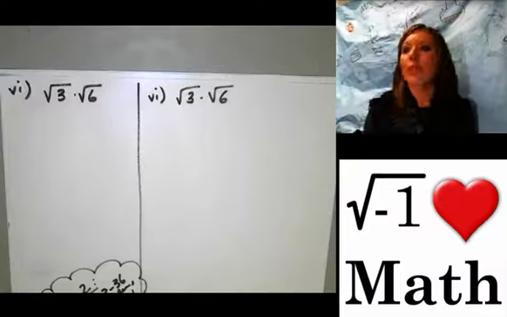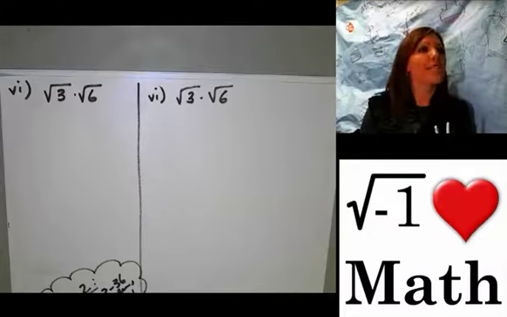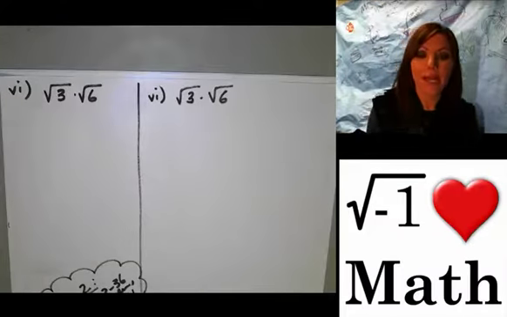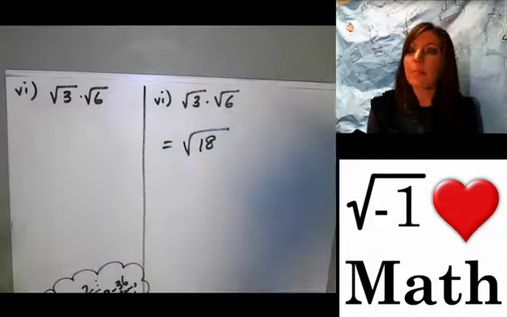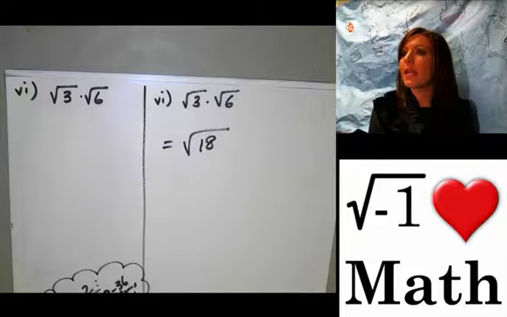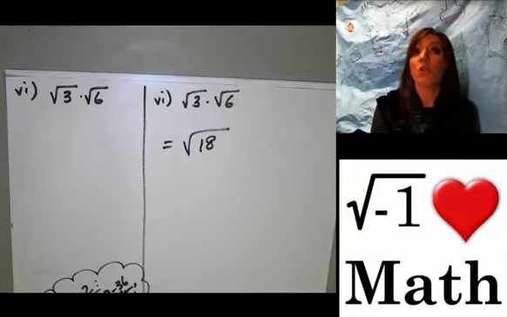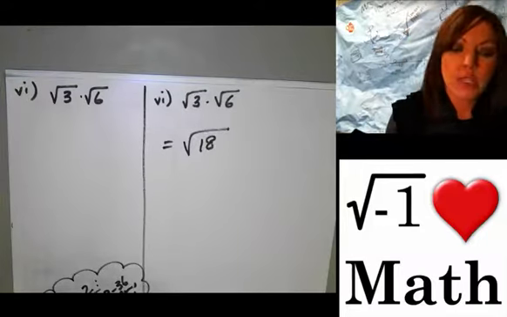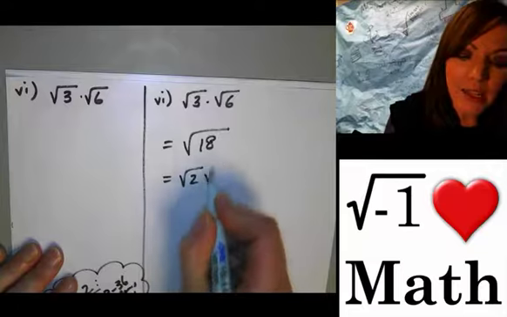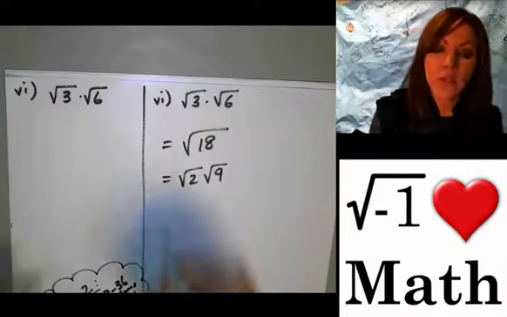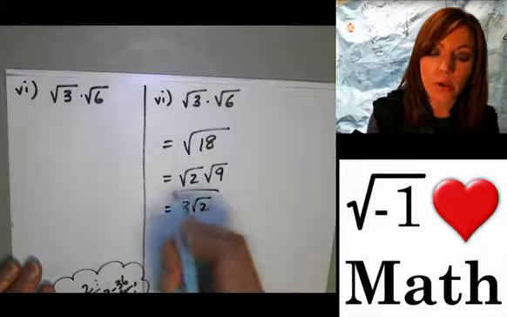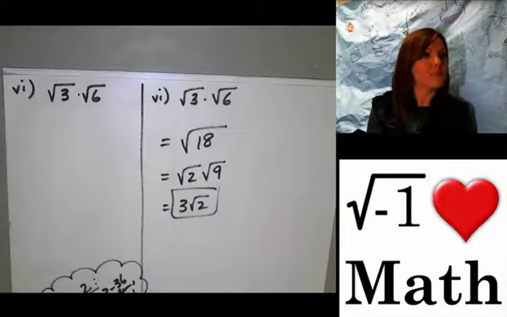Okay, last problem. Square root of 3 times the square root of 6 is the square root of what? What's 3 times 6? 18. Can anybody think of two numbers we can multiply together to get 18, one of which is a perfect square? Vanessa. 2 and 9. Everybody give it up for Vanessa. Okay. What is the square root of 9? 3. So it is 3 root 2. The end. Questions?